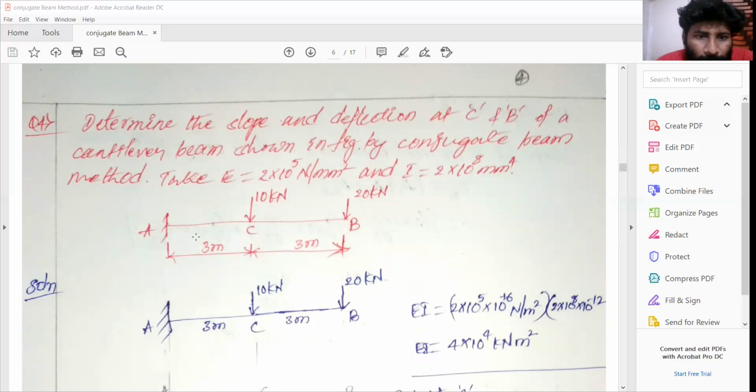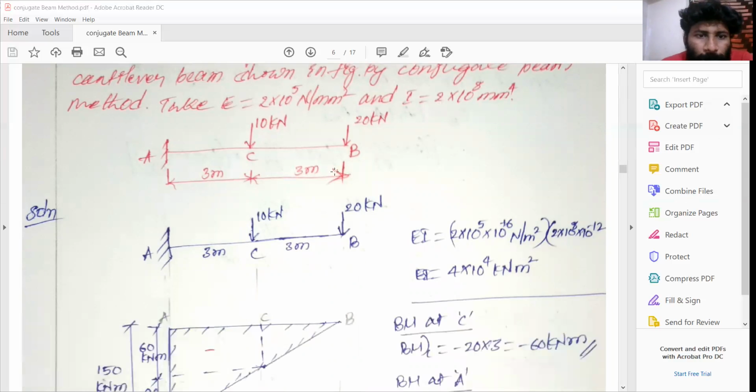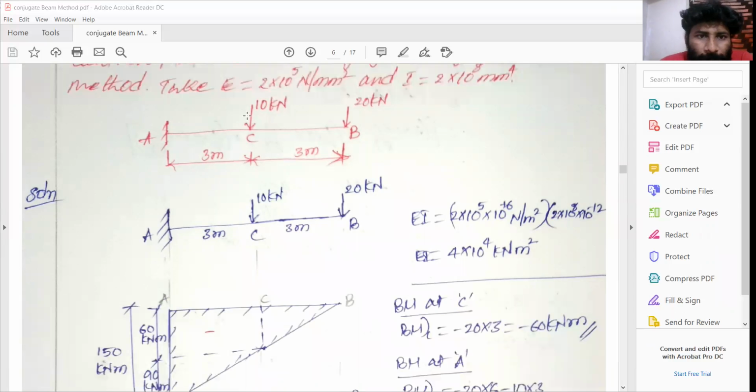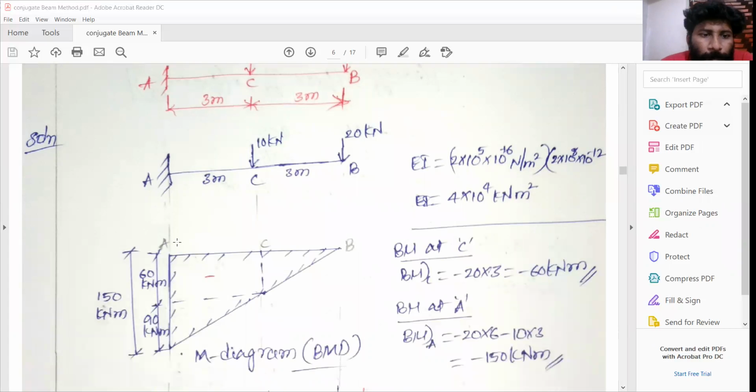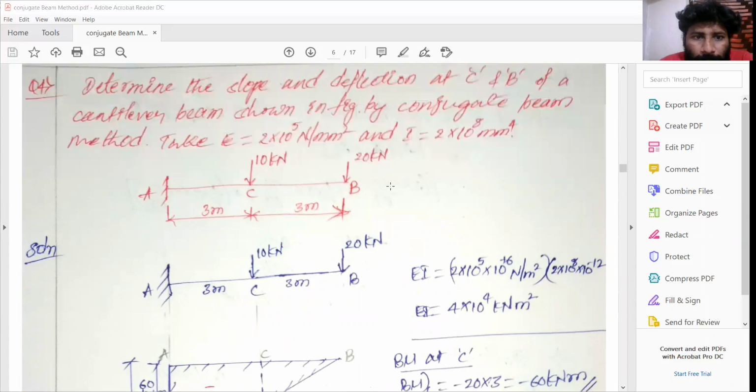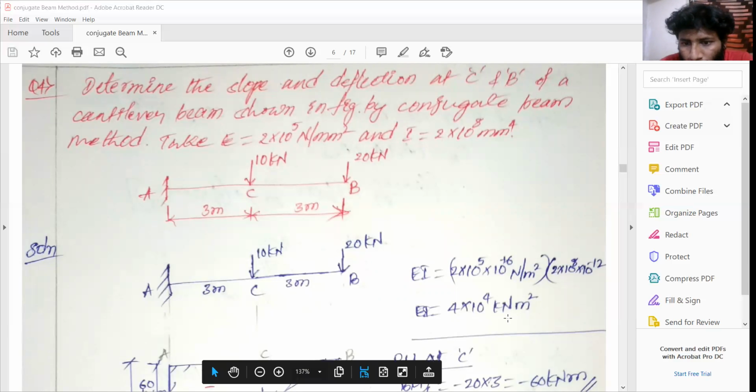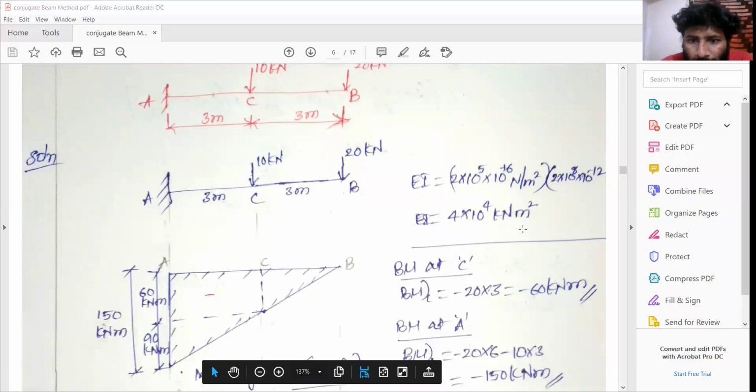Here the EI throughout the length of the beam is constant, so this is a prismatic beam. Whenever you have multiple loads like this, since both are point loads, first we draw the bending moment diagram. This is the given beam, and multiplying E and I we get 4 into 10 raised to 4 kilonewton meter square, converted into meter square.